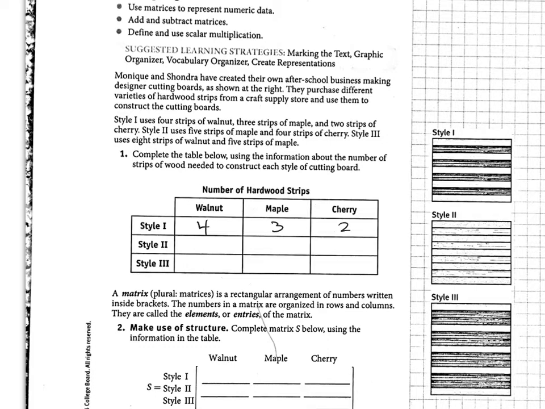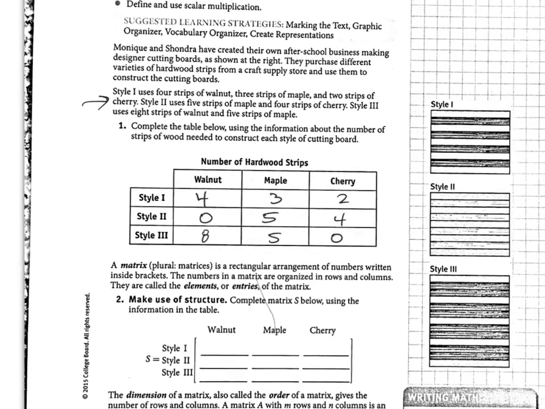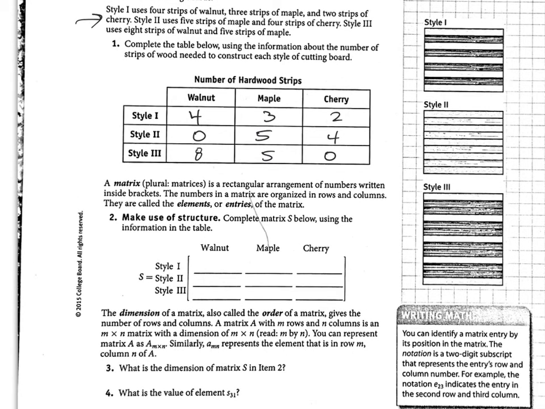Style 2 uses 5 strips of maple and 4 strips of cherry, so we can assume no walnut. And then style 3 uses 8 strips of walnut, 5 of maple, so then no cherry. So then they start talking about a matrix. So that's obviously just a table where everything is labeled, very easy to fill in.